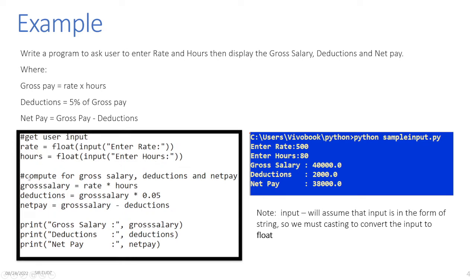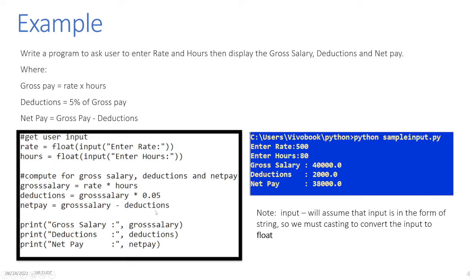Then after that, we have to compute the gross salary, deductions, and net pay. So gross salary is equal to these two variables, rate times hours. The deductions is equal to gross salary multiplied by 0.05. That's 5% of gross salary, so we multiply by 0.05 to compute the deductions. And then net pay is the difference between gross pay and deductions, so net pay is equal to gross salary minus deductions.